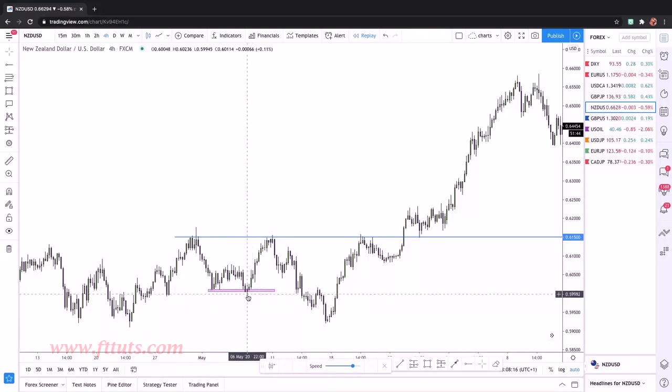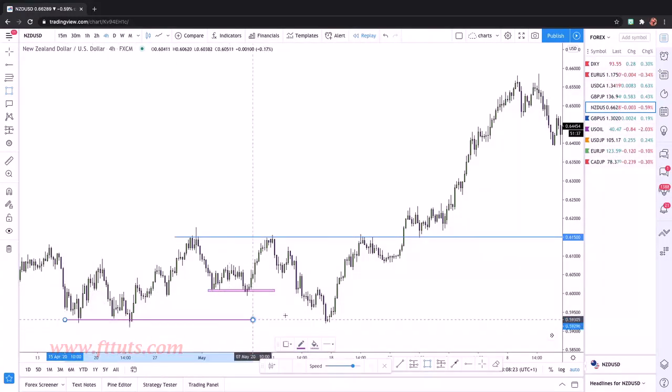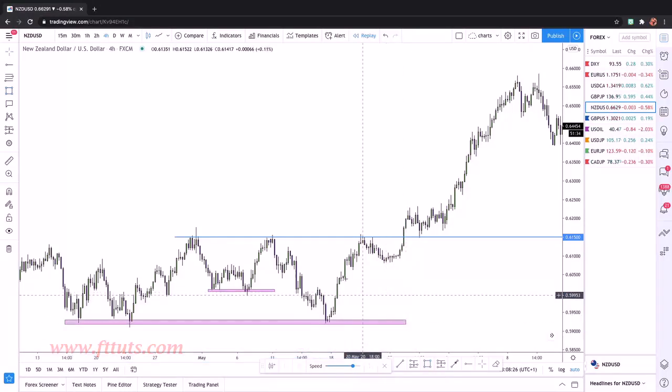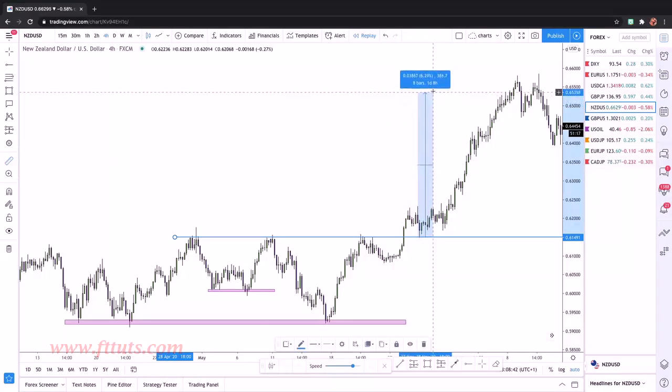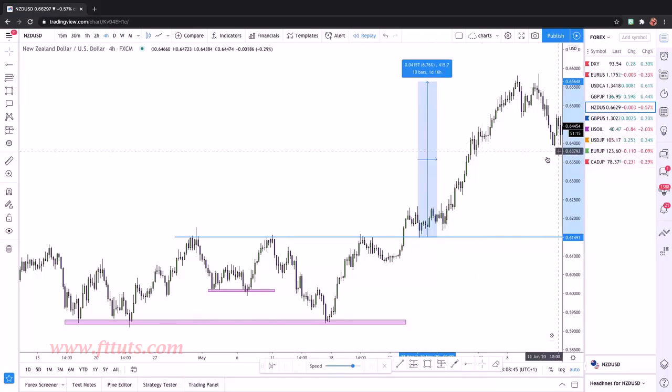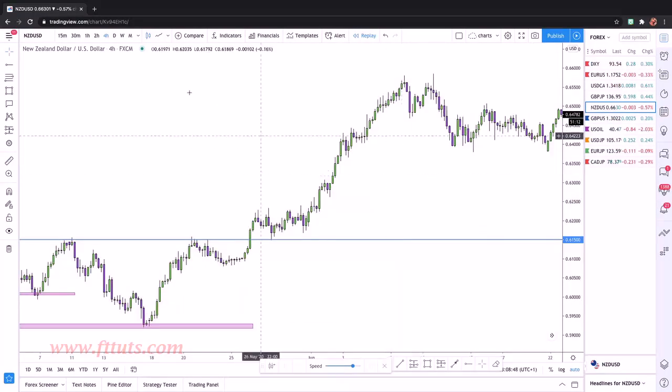Okay, so it tried to fake out, then closed above, came up, then tested the support. Okay, so from here, came up, tested this again. Wasn't enough bearish momentum, so came up, closed above, tested right at that 161.5, and then went up. So just at this 161.5, 415 pips. Okay, and then what ends up happening again, makes an M pattern, double top.